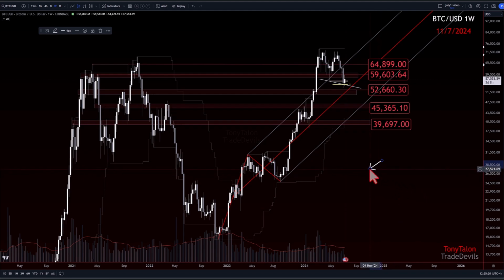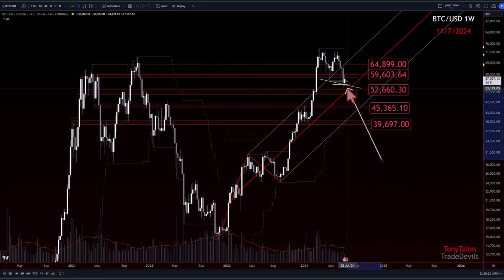As always, going to start here out on the weekly and work our way in. Right now, we ended up breaking the level that we were keeping an eye on here at 59,603. We ended up breaking below that and then breaking this pivot here. So we got some counts off the table.